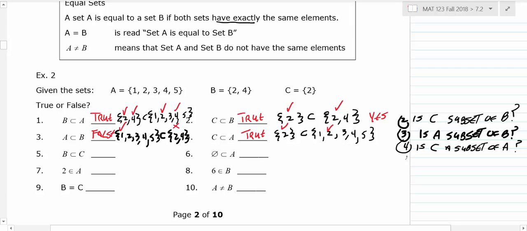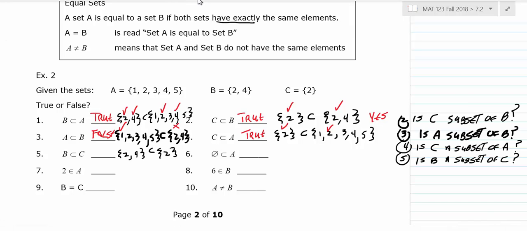Okay. Number 5 is asking the question, is B a subset of C? Okay, so again, I'm going to write this down. Set B is 2, 4. Set C is 2. Okay, so the question you ask is, does everything in B also exist in C? Does 2 also exist in C? Yeah, okay, you're good. Does 4 exist? No. Okay, so it's not a subset. Okay, so that's a false statement.